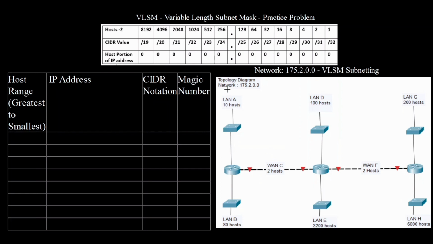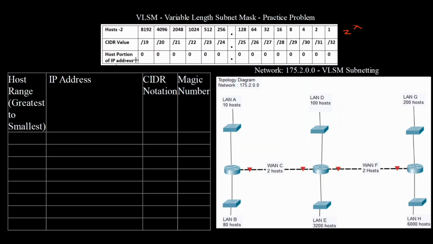So in the chart here, I do have my CIDR value. I do have the number of hosts, which are these numbers starting from 1 all the way to 8,192. This is the maximum number I'm going to use in today's network example. These numbers are basically 2 to the power of x, starting from 2 to the power of 0, which is 1, all the way up. I also have my CIDR notation, which goes from the left to the right side.